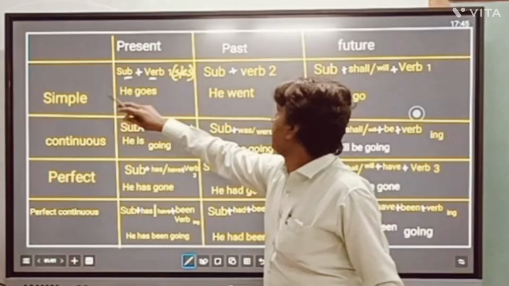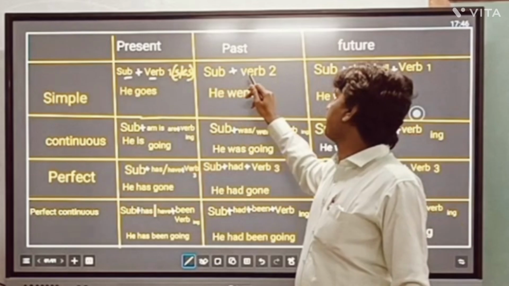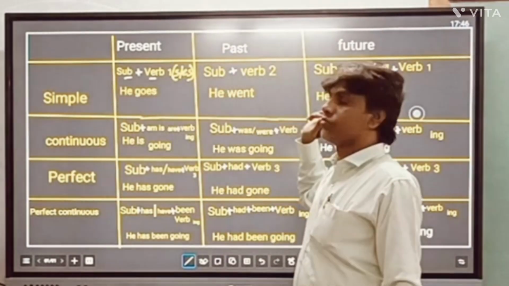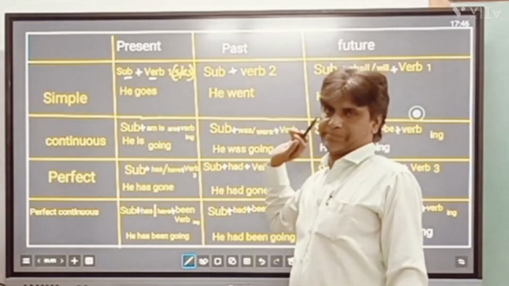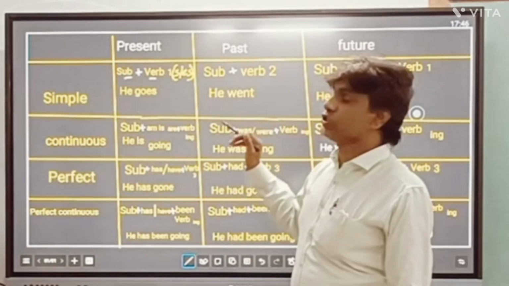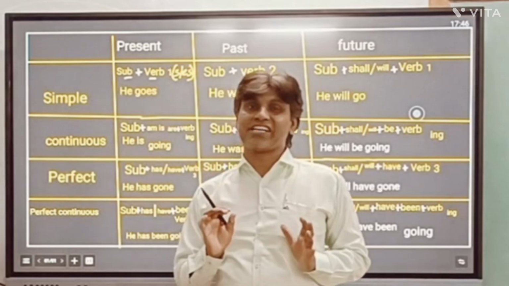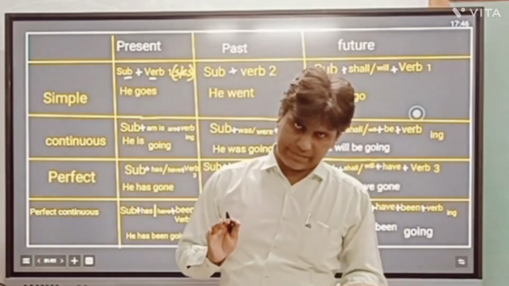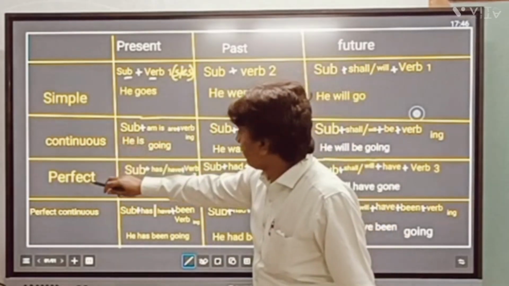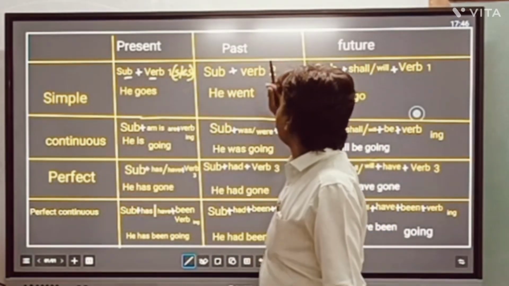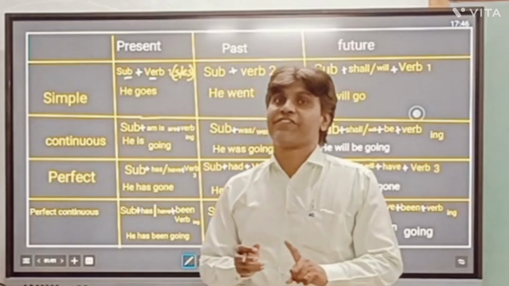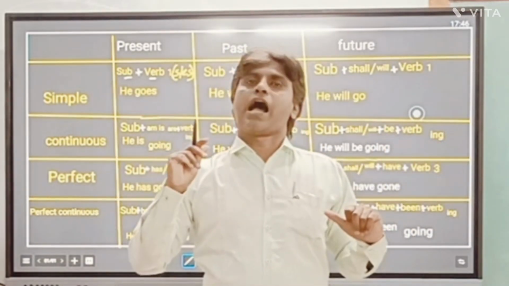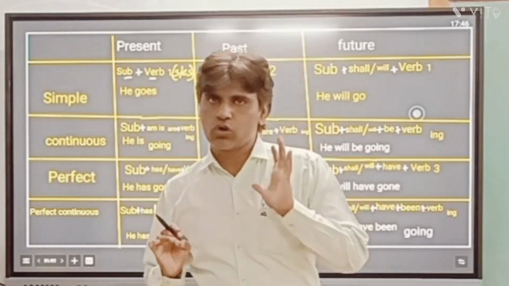Now past, simple past tense, again subject plus verb 2. In present simple, you have verb 1, here we have verb 2. So accordingly he went. So when do we use this? We use this to express any action which has been completed, right, in past. So what is the difference between present perfect and simple past? When we are referring to past, remember we have to use simple past. For example, I took my lunch at 2 o'clock.